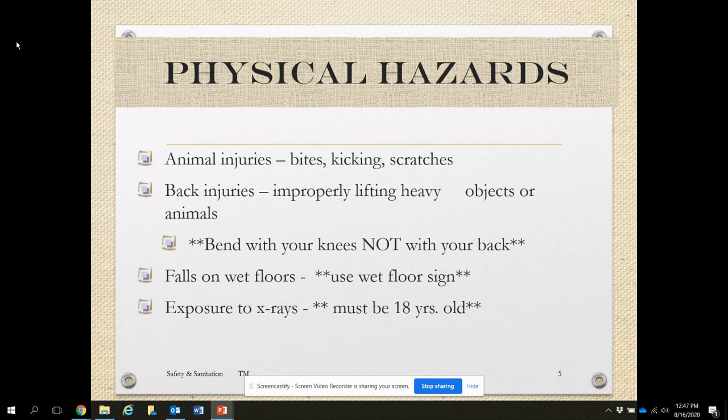Also, exposure to x-rays. You must be 18 years old to be around x-rays and while taking x-rays on an animal. So you need to be 18 years old to be able to do that. And you need to understand what that exposure means.